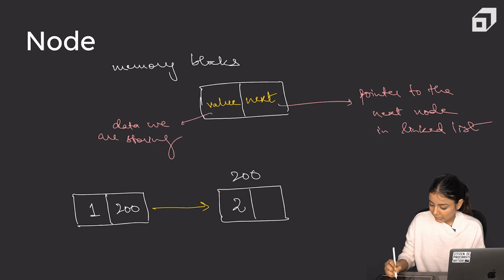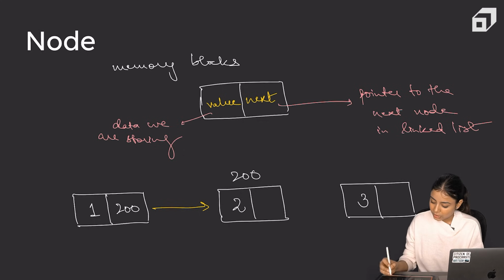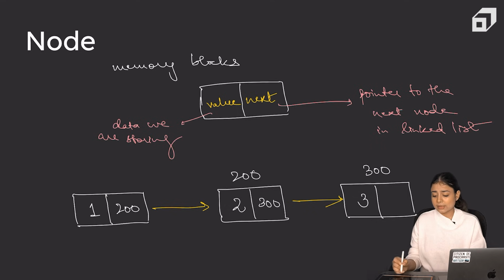Similarly, I can add another node to my linked list in which I have a value 3, and if this node is present at address 300, I'll have 300 here, and this is how I'll connect this to this. All right, and this is my linked list. So a linked list is made of nodes. A node is made of two parts. First is the value part, the data that we want to store, and the second part is the next, which is a pointer to the next immediate node in my linked list.